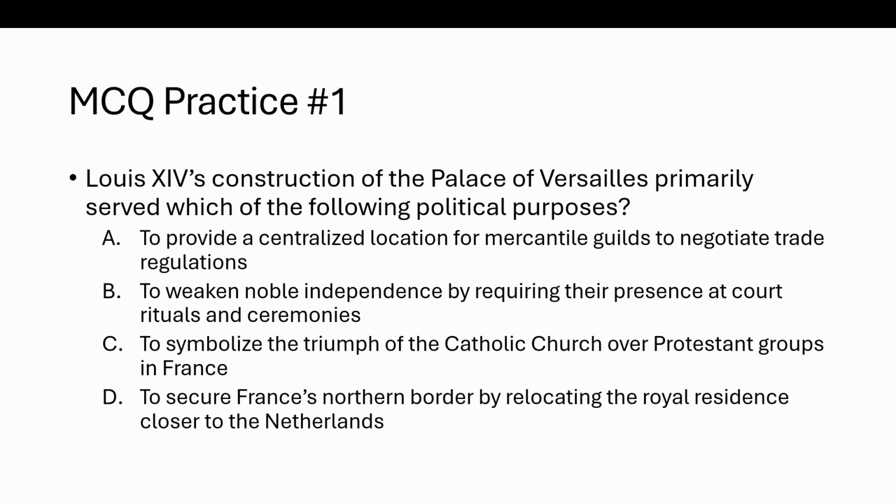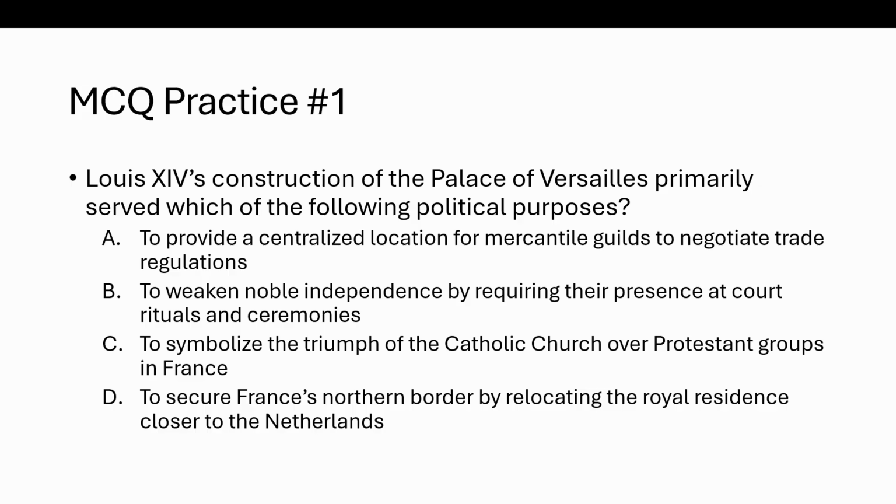So, finishing that, let's move on to our multiple choice practice. So, let's take a look here. The first question we have is, Louis XIV's construction of the Palace of Versailles primarily served which of the following political purposes? Is it A, to provide a centralized location for mercantile guilds to negotiate trade regulations?